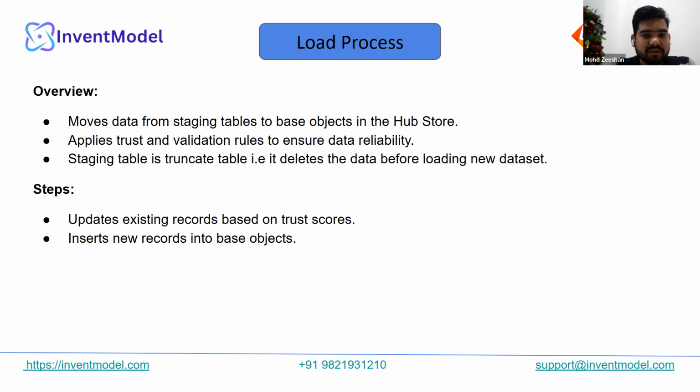Previously we discussed that before loading, we can do the mapping and use the cleansing functions. So the inconsistent data will be removed, and the correct data will be stored in the stage table and then the base object table. That is the load process, and here we can see a staging table is a truncate table.